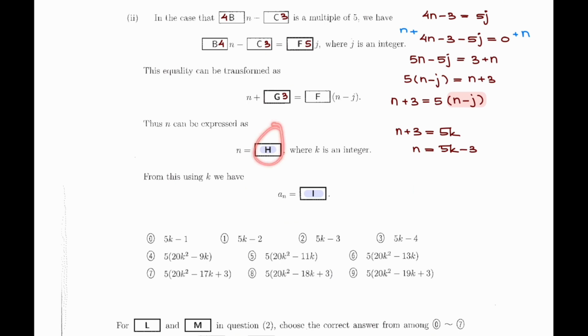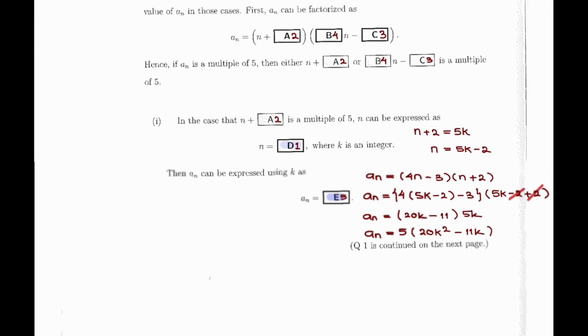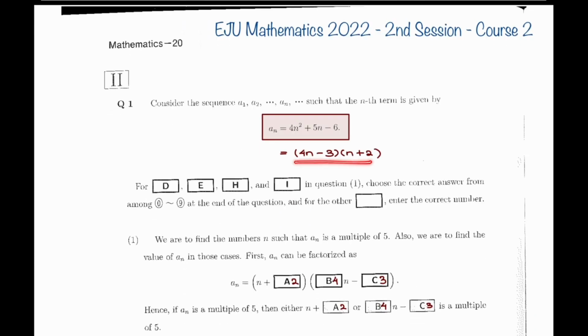For h here, we need to see the answer from the choices below. 5k minus 3 is 2. So h is equals to number 2. From this using k, we have an equals to blah blah blah. Once I got n equals to 5k minus 3, once again they ask us to find an. My an is this one or this one. Now I will try to use the first equation to find the expression for an.